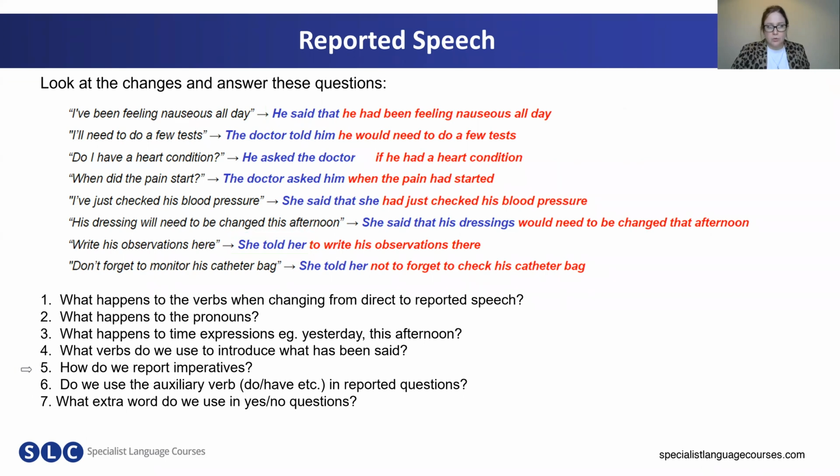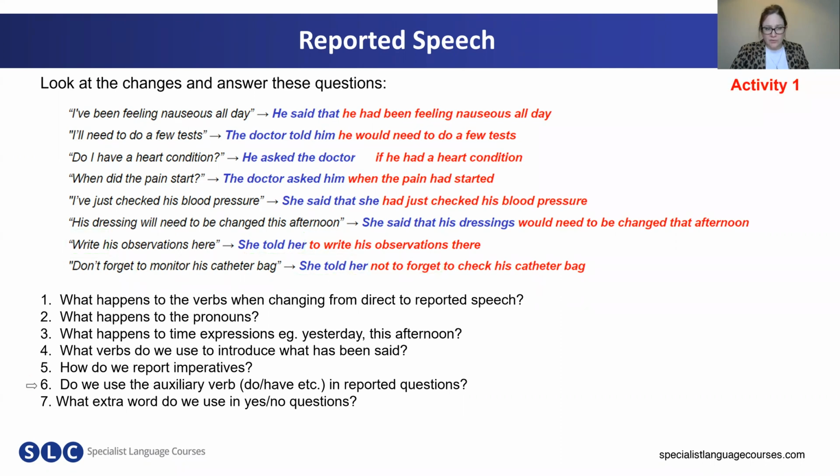How do we report imperatives? So imperatives are those order verbs, you know, when you're giving commands, yeah, like write, don't forget. And we report this using the verb tell someone, and the full infinitive, so with to and the infinitive. So here, she told her to write, and then the negative, not to forget.